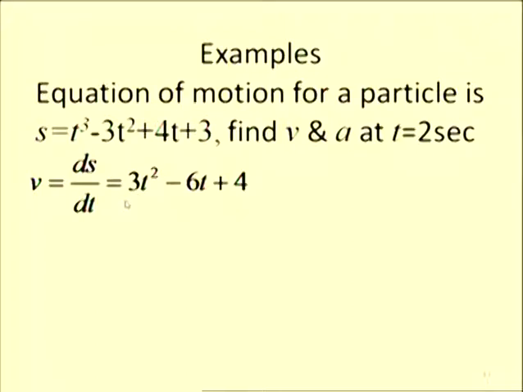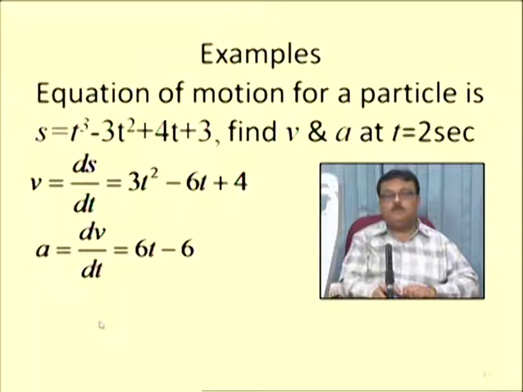Now if we differentiate this v, we get acceleration. So acceleration a is dv by dt, that is equal to the derivative of 3t square, which is 6t, minus 6. So here we got v and a in terms of t. Now we put the value of t in these equations, and we get velocity and acceleration at t is equal to 2.